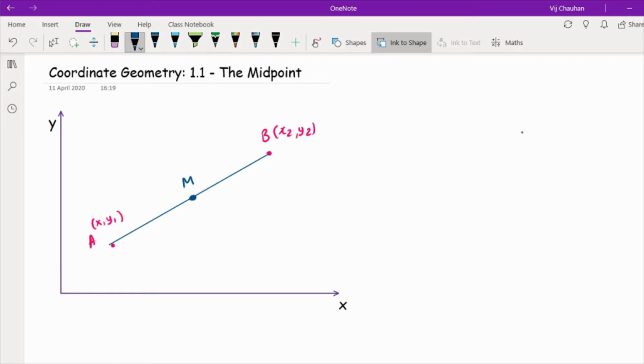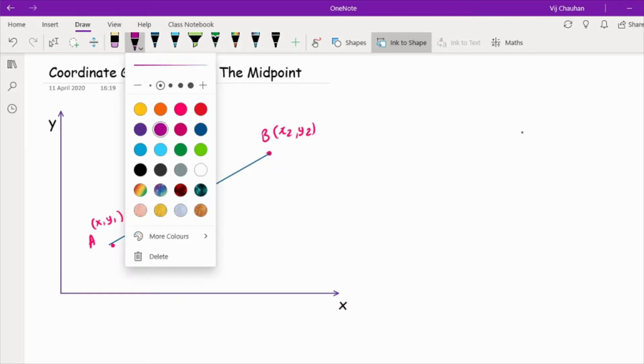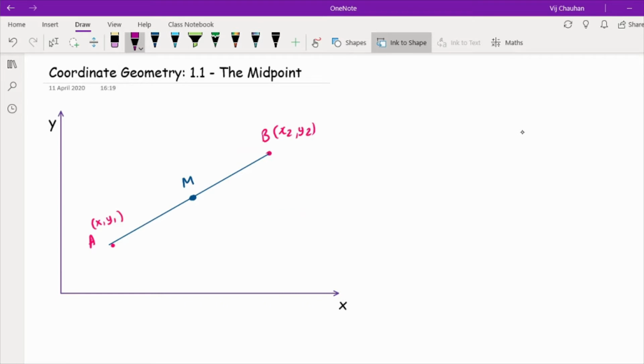So making markings on my axes, I find that this point here is going to be x1 and this point here is going to be x2. So the x ordinate of M is going to be the midpoint between those two values. The midpoint, which we'll call capital M, not to be confused with the gradient m, is going to have an x ordinate where you add x2 plus x1 and you divide that by 2.